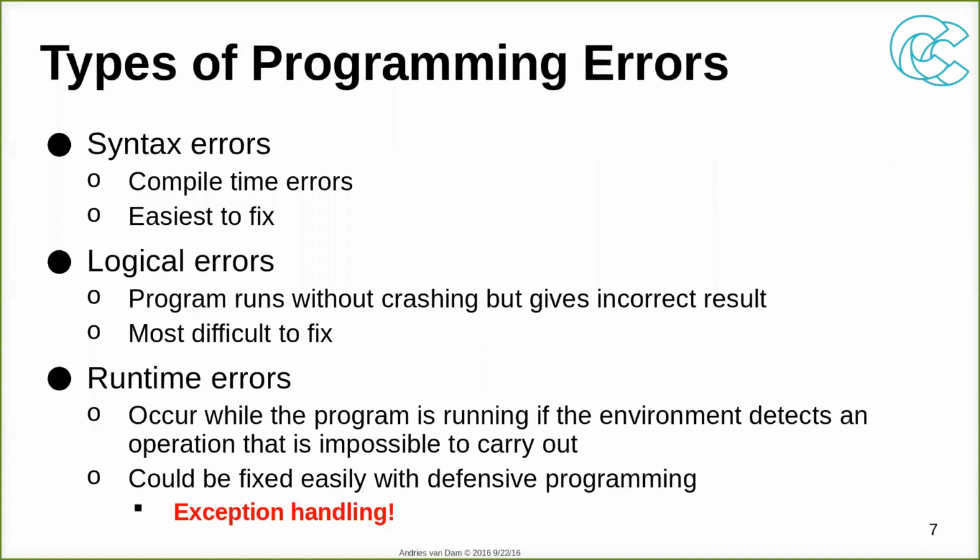There are multiple types of programming errors. One is the syntax error, which is the easiest to fix because the compiler already gives you enough hints in most cases to point out the error that was made, and then you can fix it.